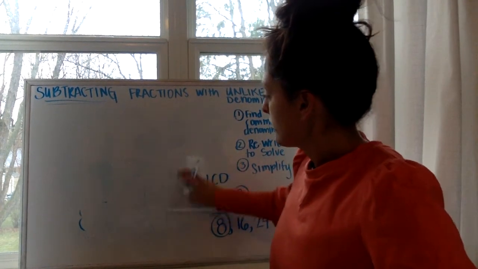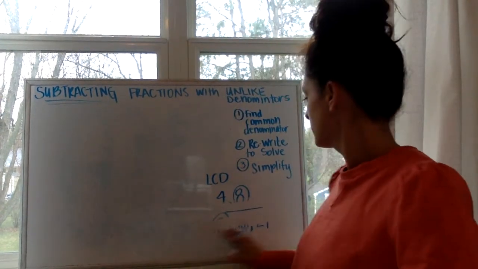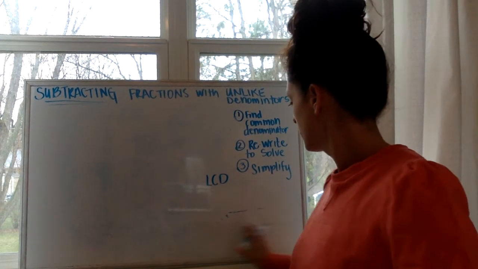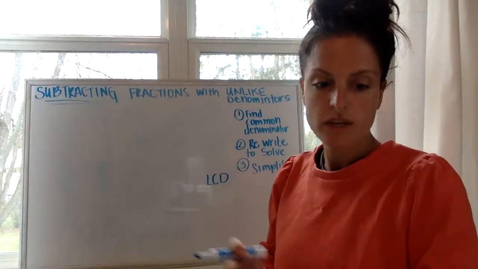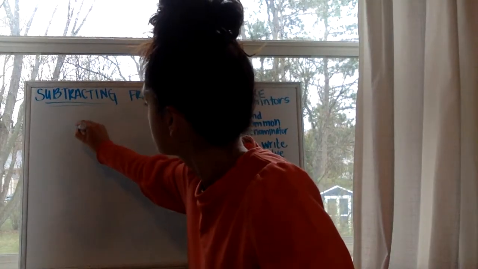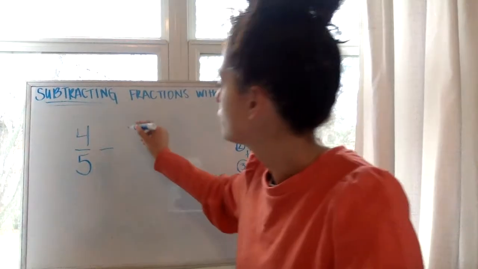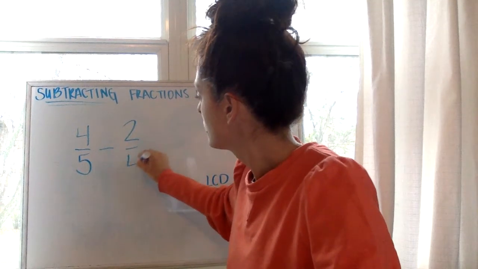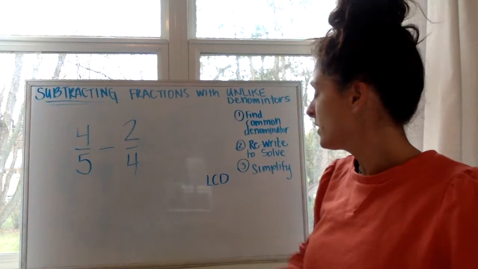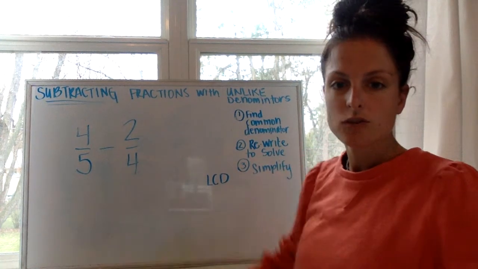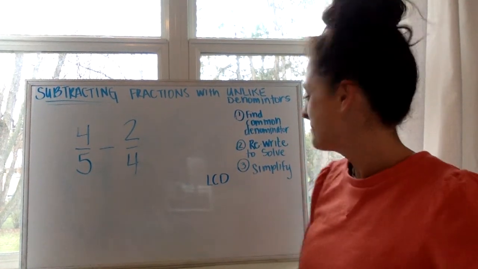Now, take a look at our next one, which we have 4/5 minus 2/4. Okay? And right away, I notice I have different denominators, so I need to find a common denominator.